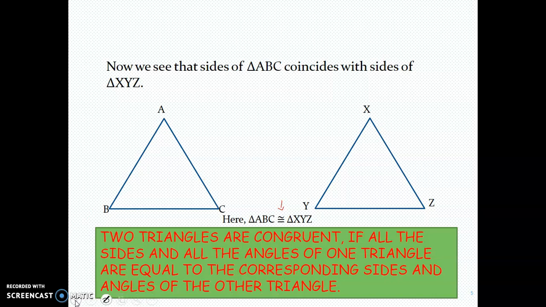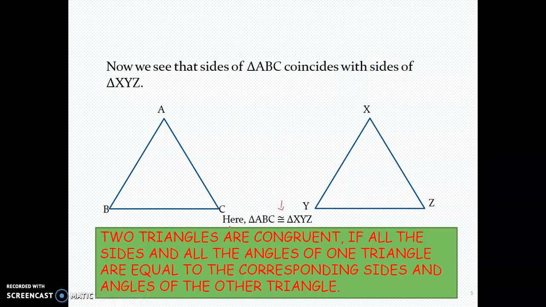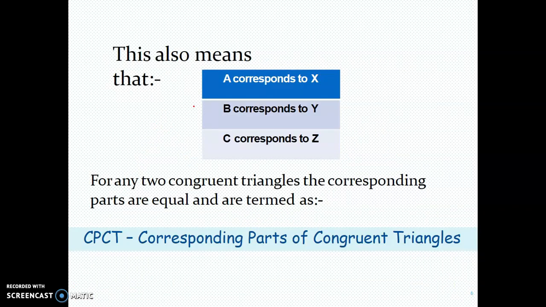I explained in the previous slide corresponding angles and corresponding sides. In this way the triangles will be congruent. This also means that A corresponds to X, B corresponds to Y and C corresponds to Z. Understand this? For any two congruent triangles, the corresponding parts are equal and are termed as CPCT.